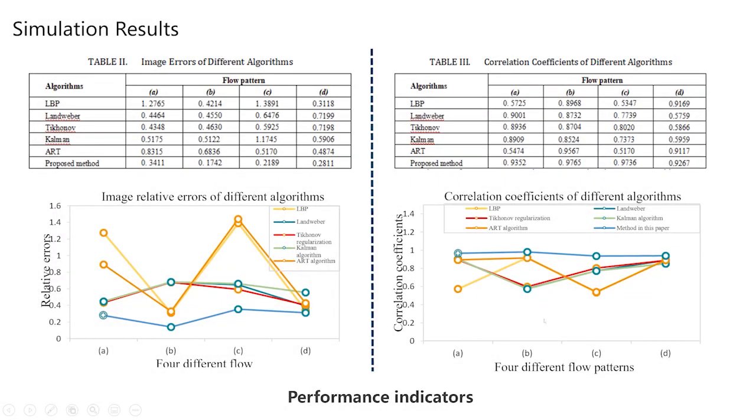In order to analyze the image reconstruction quality of the proposed method, we choose to use relative error and correlation coefficients as performance indexes. Table 2 and Table 3 show the reconstruction image relative errors and correlation coefficients of different algorithms. The performance indexes of the proposed algorithm are better than other algorithms. So this method has high precision. The curves of image relative errors and correlation coefficients of different algorithms are shown in figure 4 and figure 5.